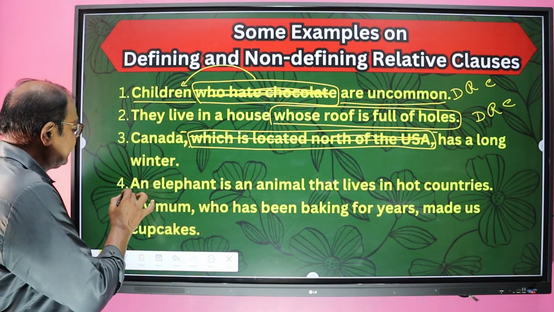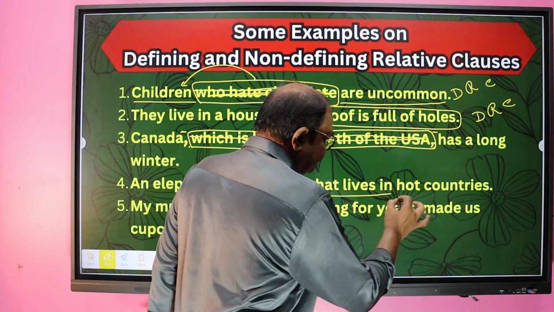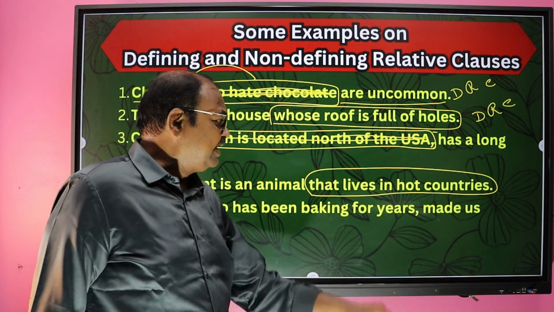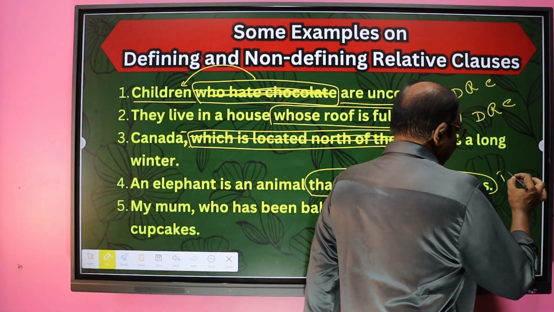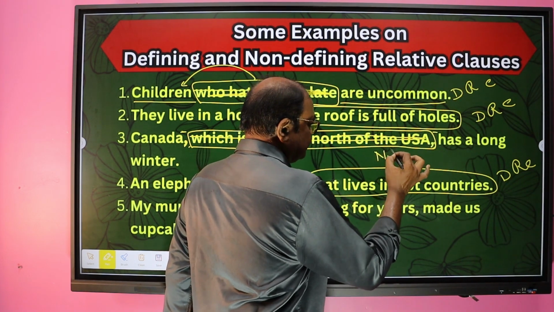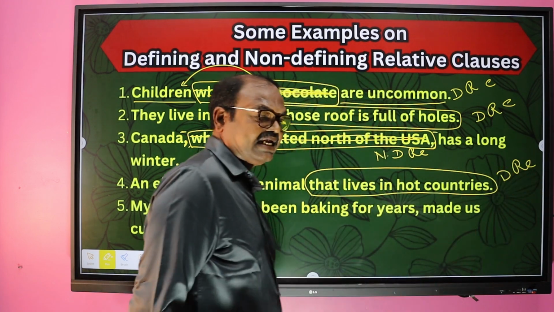Okay, see here, another sentence. An elephant is an animal that lives in hot countries. So this is a defining relative clause.